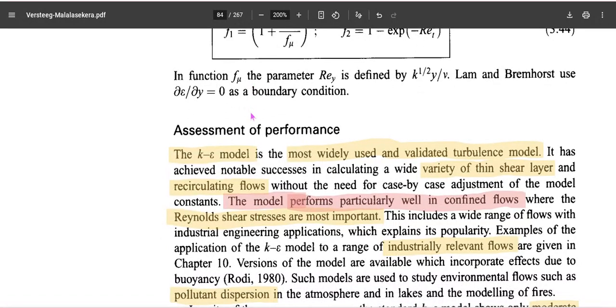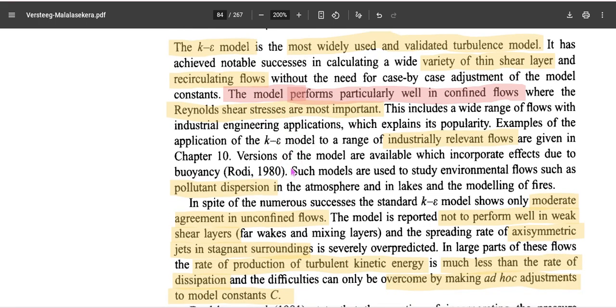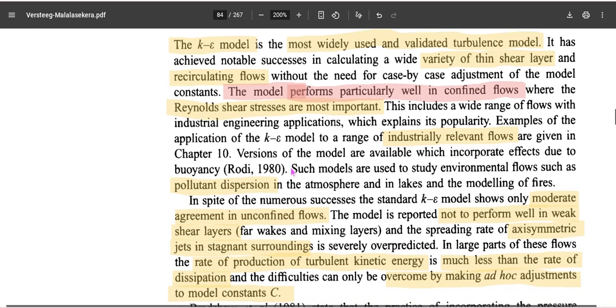So the k-epsilon model is mostly valid and widely used, and it is a well-tabulated and validated turbulence model compared to other models. It's widely used where thin shear layer effects take place in the fluid phenomena. So these models perform particularly well where thin shear layers occur, like confined flows. These are mainly industrial flows. That is the reason the development of these models happened.